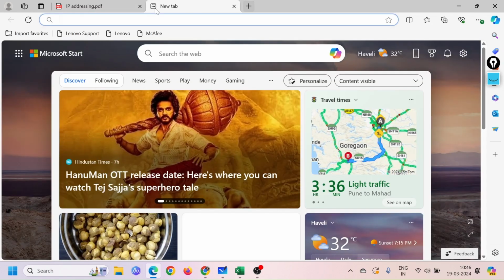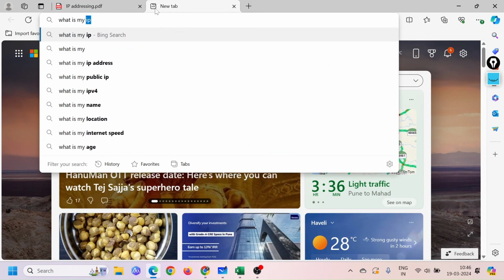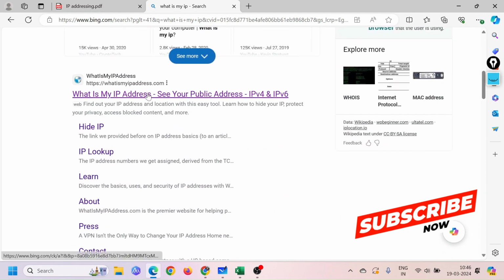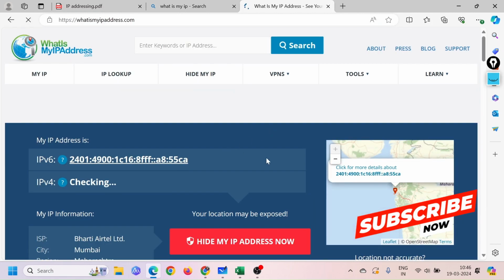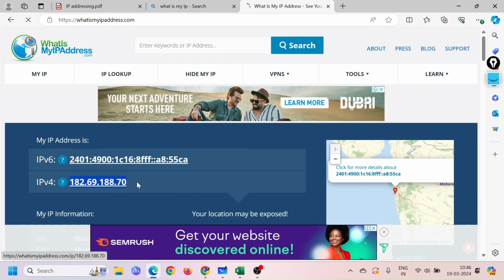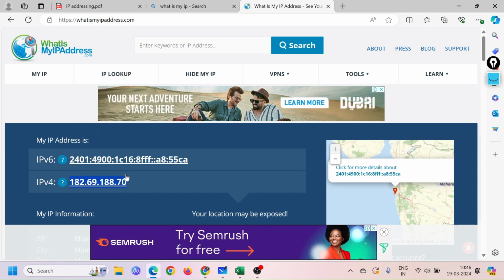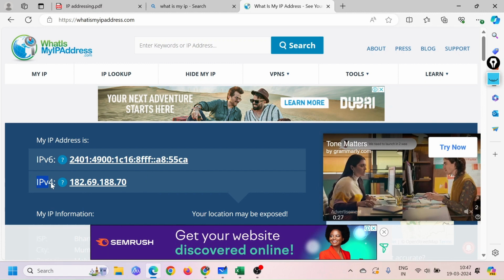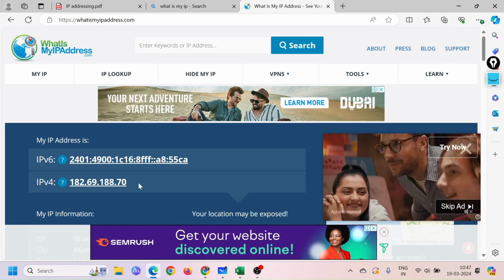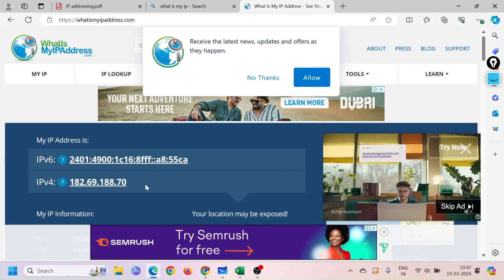Let me show you in this demo what my IP is. I can open any URL and search what is my IP. Here it's showing me the IPv6, but if I check another link, I should get the IPv4 as well. This is the IPv4 I have got: 182.69.188.70. There are two types of IPs, IPv4 and IPv6. Because we are struggling with the availability of IPv4, IPv6 was introduced, and sometimes you also get an IPv6.